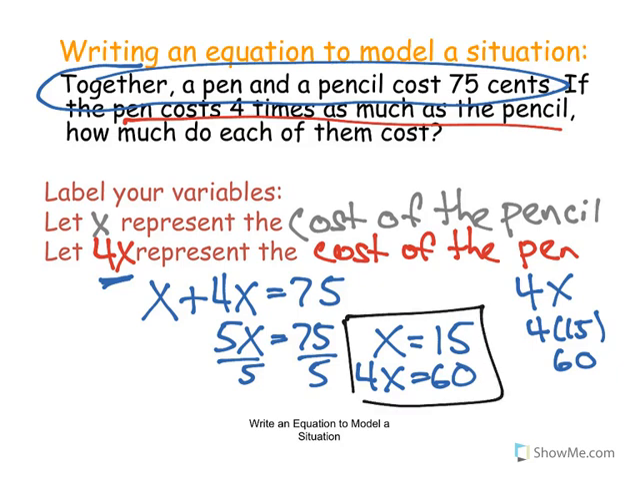So if they're asking us how much do each of them cost, we really need to come up with 2 answers. And we'd be able to write those answers in a sentence. The pencil costs 15 cents, while the pen costs 60 cents. And as our check, we would look at the problem and we'd say, okay, well, 60 plus 15 is 75 cents. And the pen, which is 60, does in fact cost 4 times as much as the pencil.